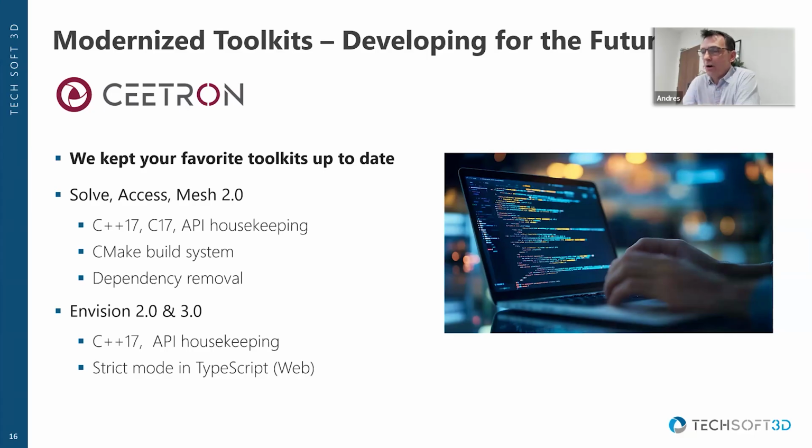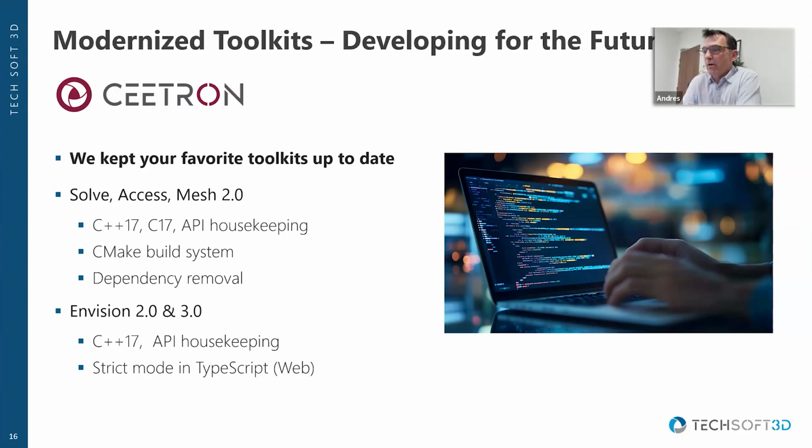We're also working towards separating our different components. Solve, Access, and Mesh are delivered as one big package, as you know. We are looking at making those components independent. That's a good engineering practice. We can focus on the development and validation of each component separately. For Envision, 2.0 had more or less the same goals as Solve, Access, and Mesh, bringing it up to C++17 and keeping its API lean and self-explanatory.